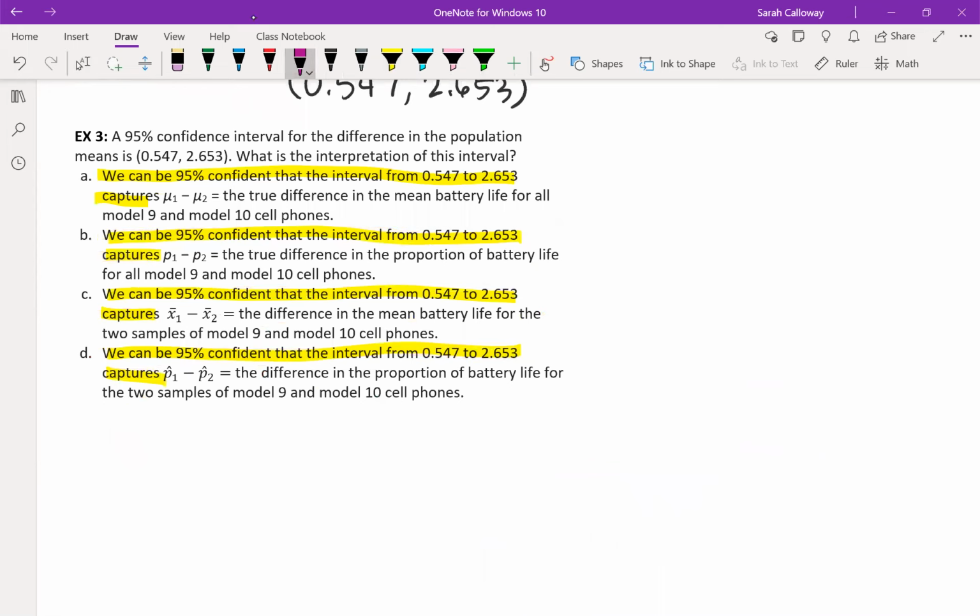So the mean battery life for all of the Model 9 cell phones. We were talking about means. We were not talking about proportions or samples. For all of them, that's giving us the population, which is what we're always identifying. So it's a mu value, not the x bars that we used in the equation. Remember, the confidence interval always estimates either the population proportion or the population mean. So the answer for C and D would never be true. B would be true if we were talking about a proportion rather than a mean.